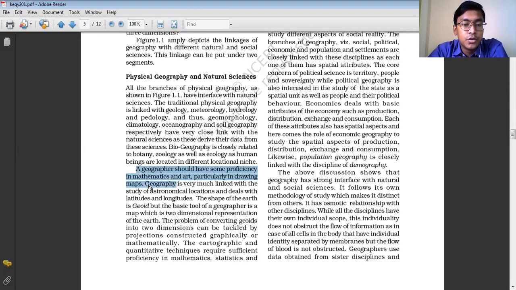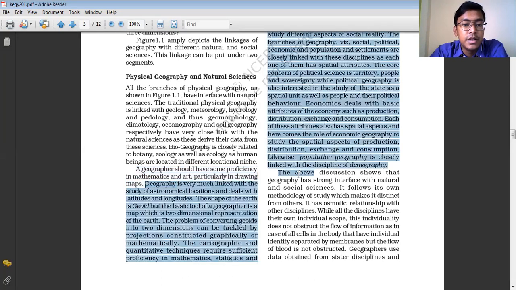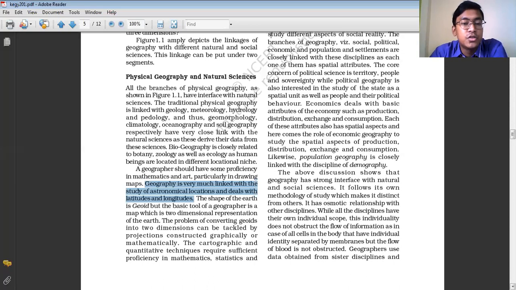Geography is very much linked with the study of astronomical locations and deals with longitudes and latitudes. So what are these latitudes and longitudes? These are various numbers, imaginary lines which have been provided with different values, with different numbers, isn't it? So here we need the proficiency of mathematics.